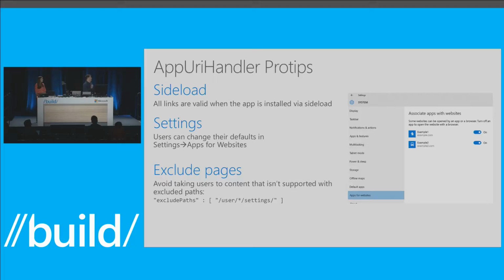One other thing, and you saw this a little bit in Jill's code, but you can provide exclude paths, and you can provide wildcards in the JSON file that you put up on your website. And then, of course, this works for both Universal and Windows Classic applications. So that's it for App URI handlers.